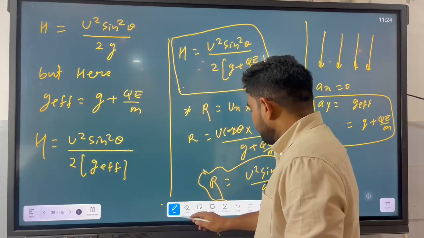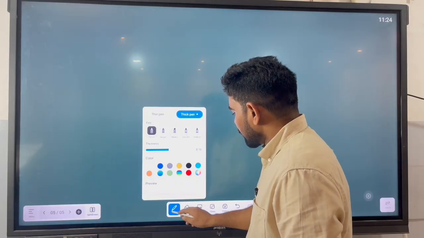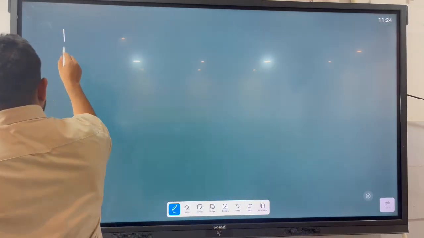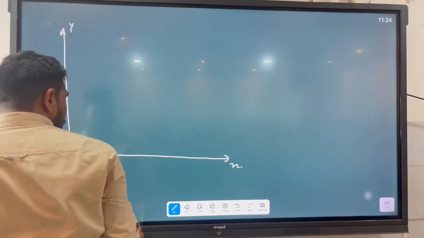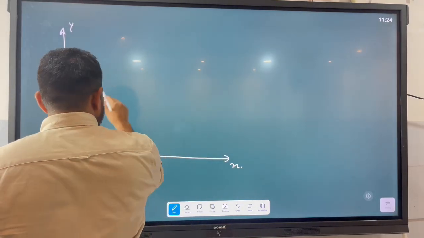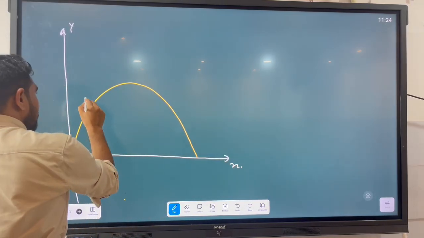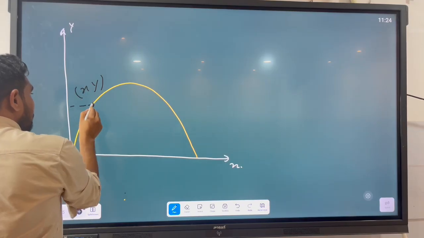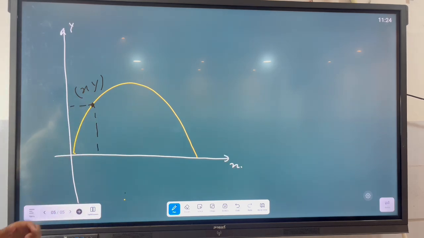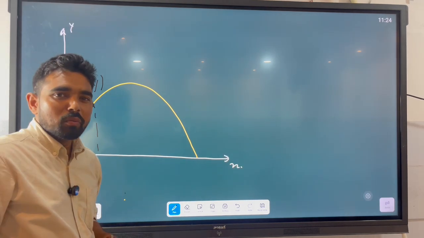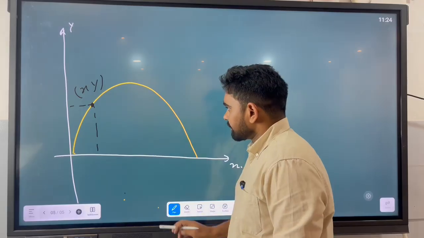For the next calculation, this is the x axis and this is the y axis, and a particle is projected like this, right, and after some time the coordinates of the object become x and y. If we want to calculate the coordinates x and y, how do we solve this? Solve this problem.